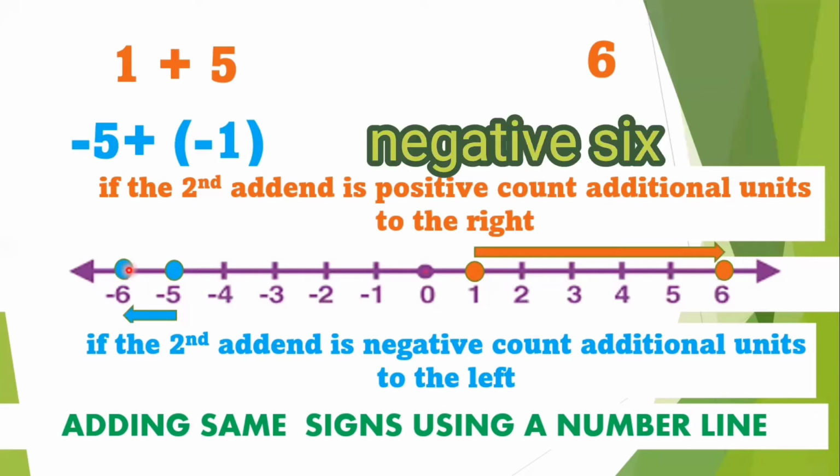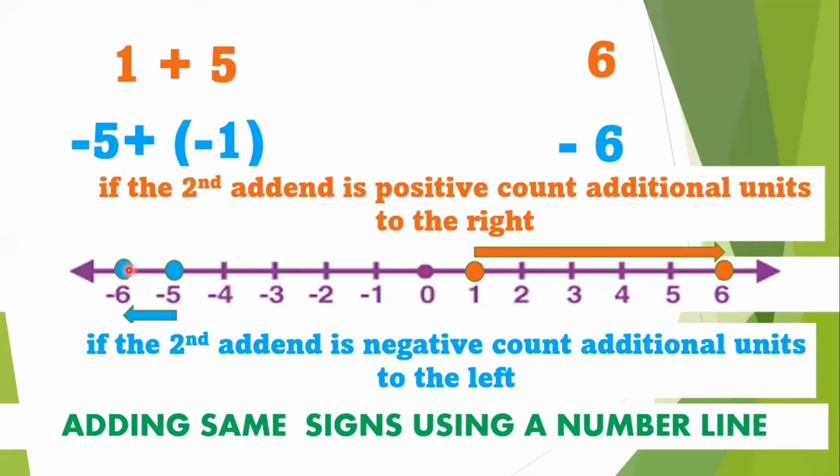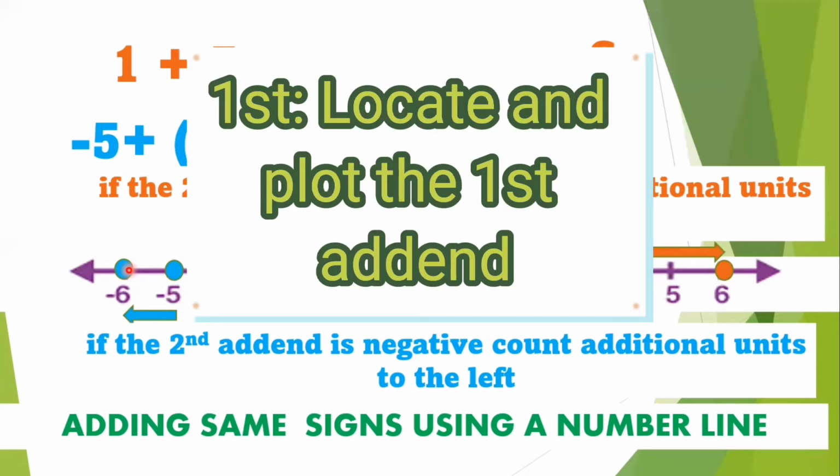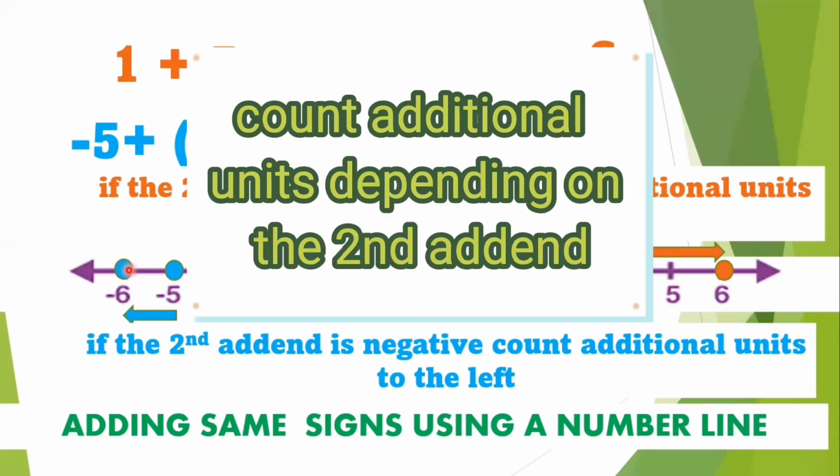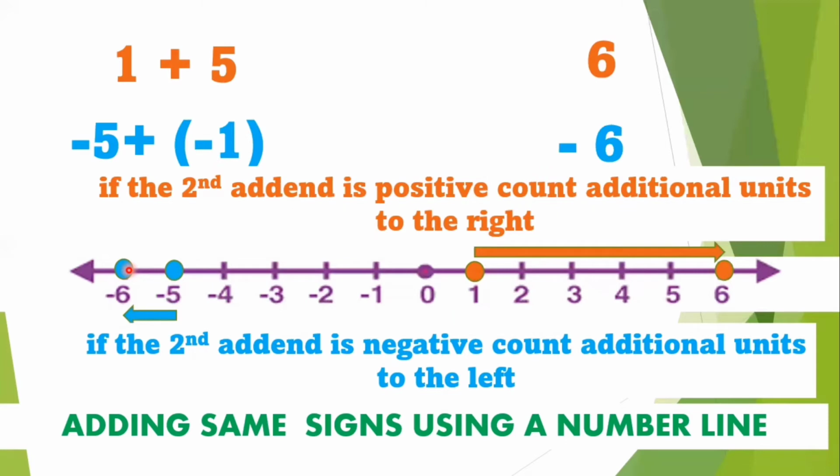Huwag nyo lang kalimutan na ang una ay pag gumamit kayo ng number line, una, kailangan i-locate ang ating first addend sa ating number line. And the second one is, kapag positive ang ating second addend, you're going to count units to the right. And if it is negative, you count units to the left.